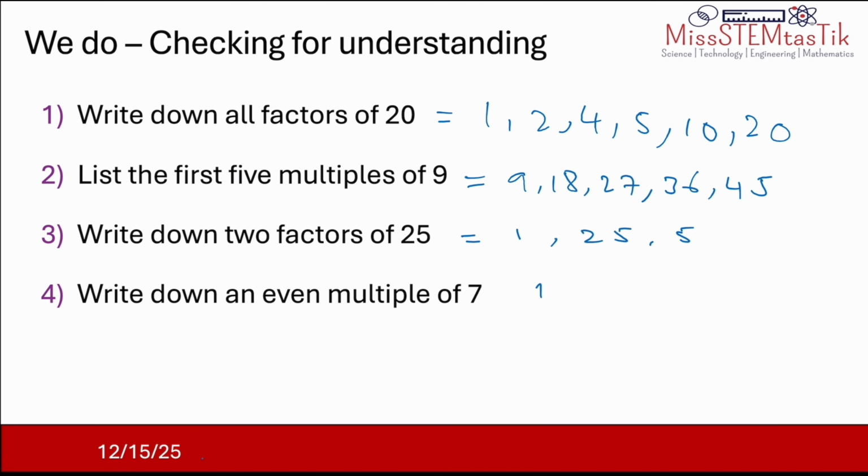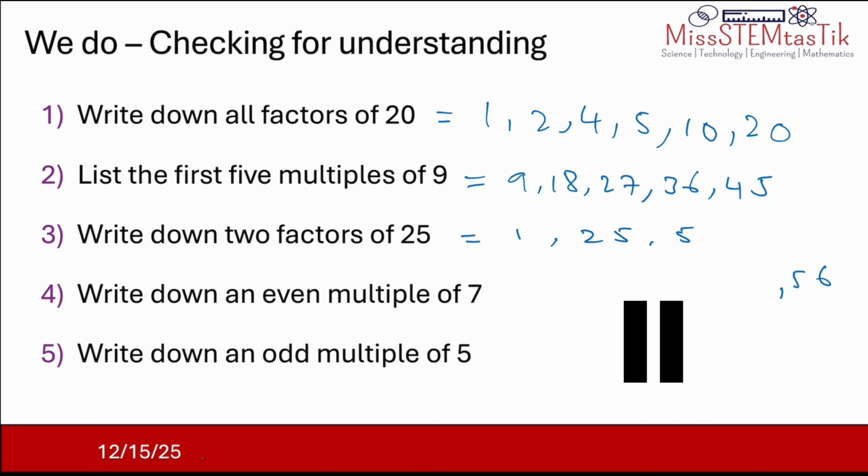Write down an even multiple of 7. So 7 times 1 is 7, 7 times 2 is 14, 14 is even, so that could be one possible answer. And then 28 or any other multiple of 7 that is an even number. So please pause the screen and have a go at the next question.